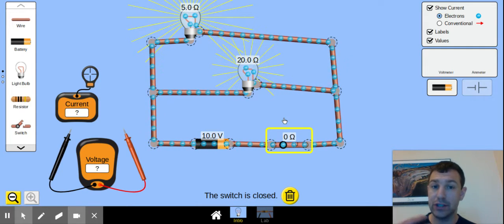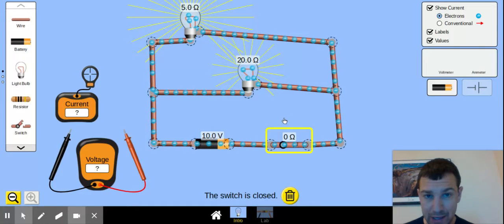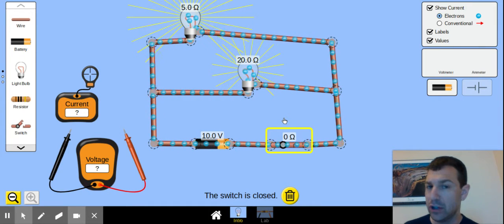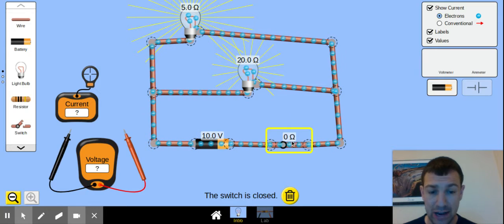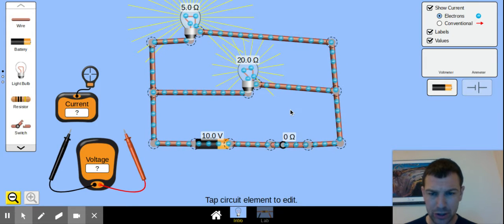Now, we're asked to find a couple of things. First off, what is the voltage across each of the lamps? Then what is the current through each of the lamps? And lastly, what is the current at the switch over here? So let's start by doing that.